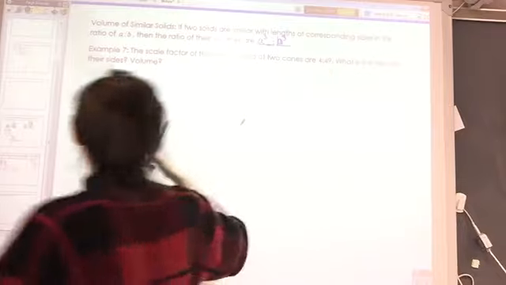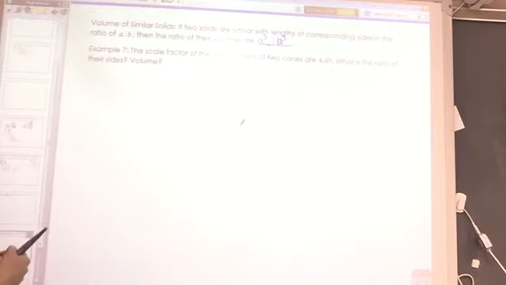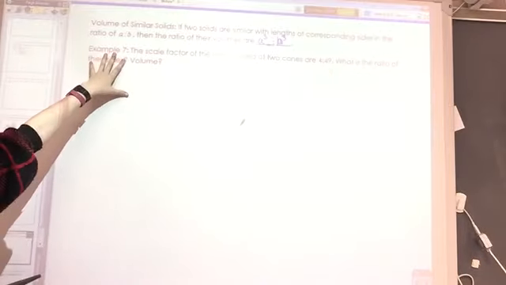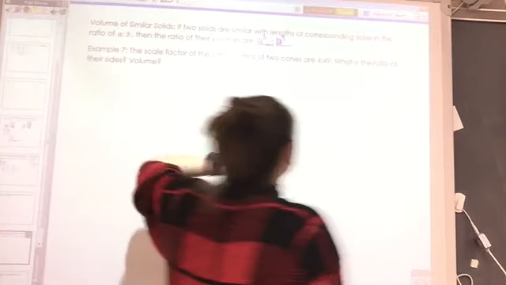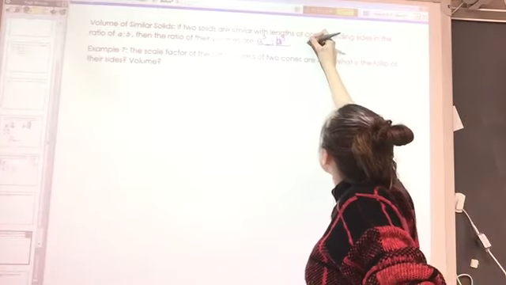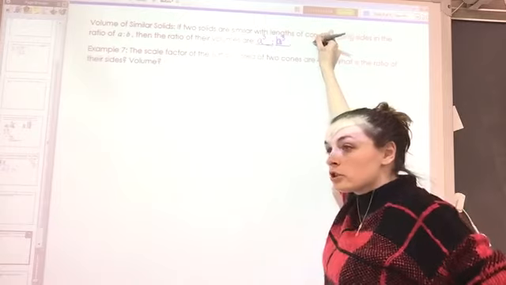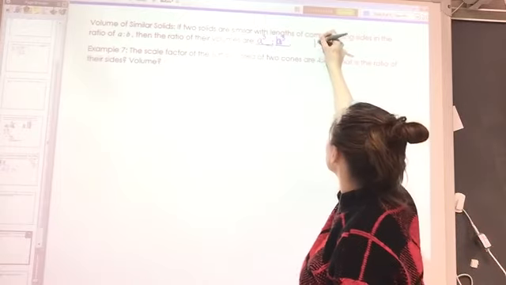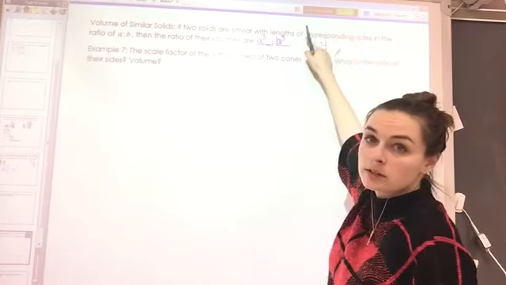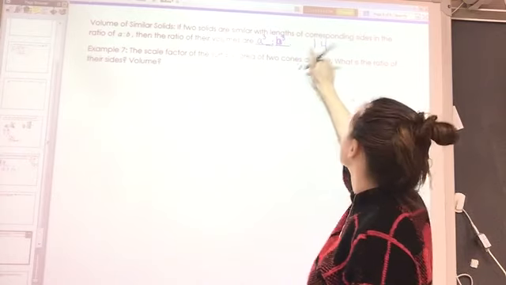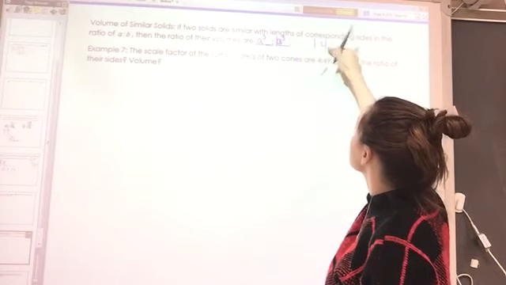So for example 7, I want to pause on this one for a second because this one's a little reaching. So again, let's say that we had the side, or the original ratio was 1 to 4. Okay, so this first one was figure 1 and this one was figure 2. Now I wanted to find the volume.